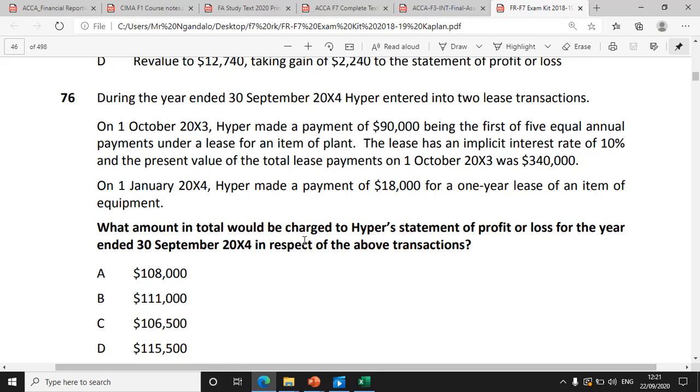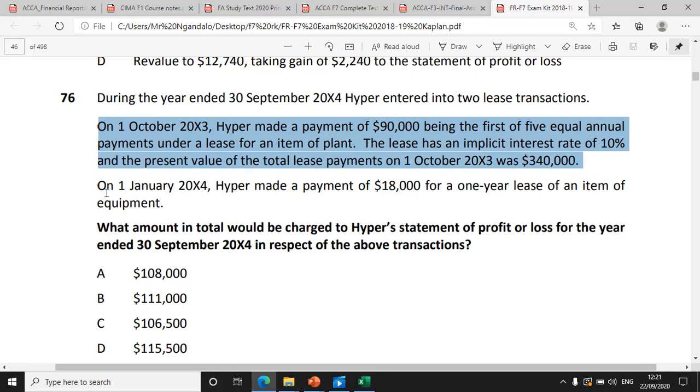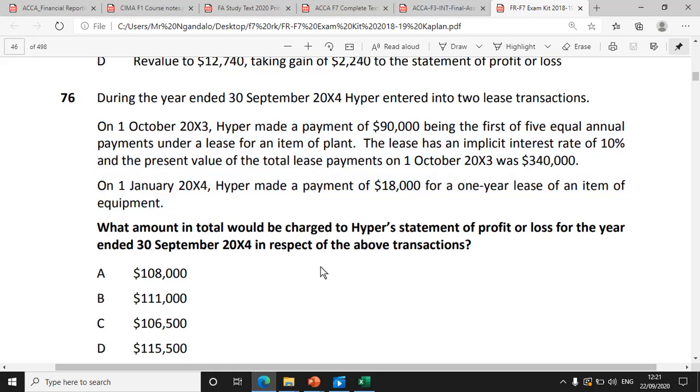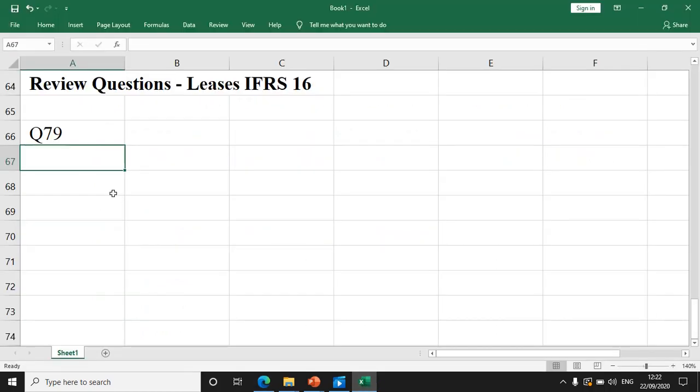I want you to see already that we are dealing with two types of leases. There is a short-term lease and a long-term lease. The first paragraph is indicative of a long-term lease, and the second one is a short-term lease. What the examiner wants us to do is to find the charge to profit or loss in respect of the two leases. So I'd like to start with the long-term lease, which is a finance lease. A finance lease will give rise to a right of use asset, which we should depreciate, and we need to find the interest. Remember what we did in the previous question.